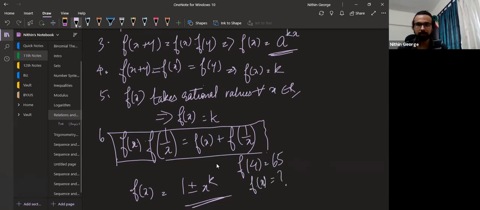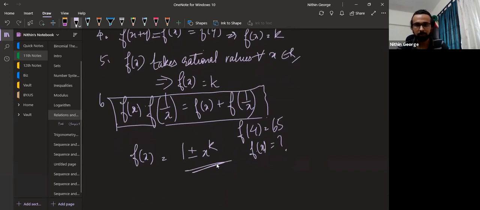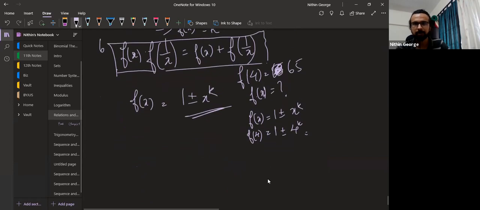Now, here, once you realize that you have f of x equal to 1 plus or minus x bar k, I will write this as 1 plus or minus 4 bar k for f of 4. Okay. It's 65 for, no. Let's put, oh yeah, 65 is good. 65 is good actually. Then this becomes, what does this become? 1 plus or minus, what is 4 cube?